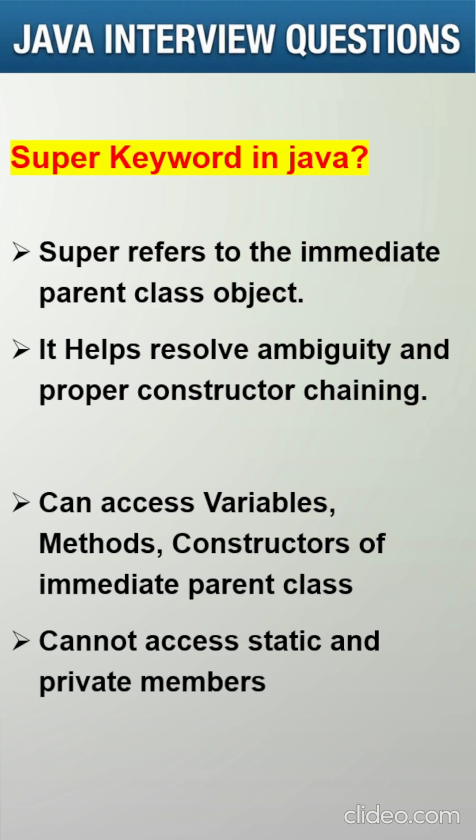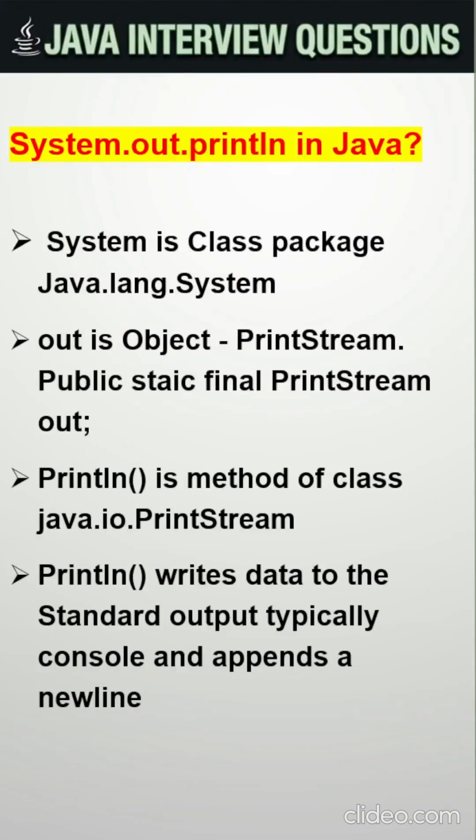Now, one more thing we need to remember here: super cannot be used to access static or private members of the parent class because they belong to the class itself, not the object. And as we know, super refers to the parent class object. And also we must remember this and super cannot be used simultaneously.